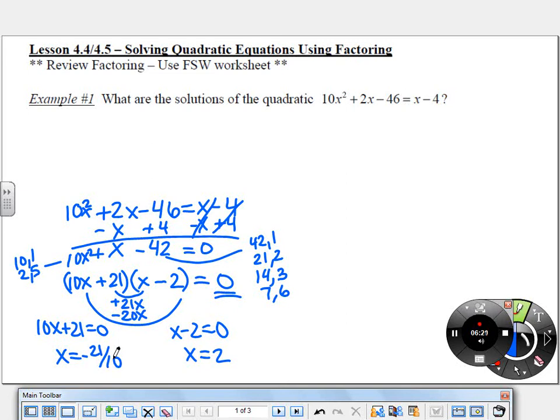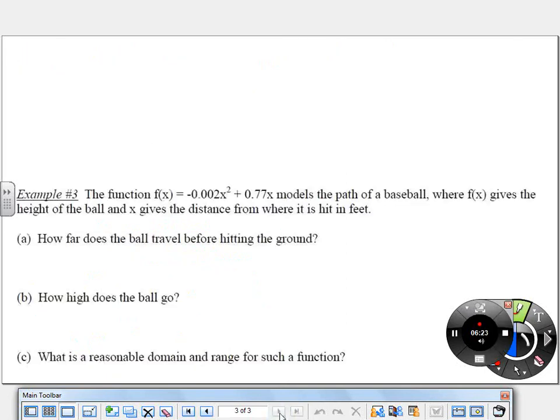All right. So let's look at a more interesting problem. Example 2 on your note guide is very similar to example 1, so we're going to skip to example 3.